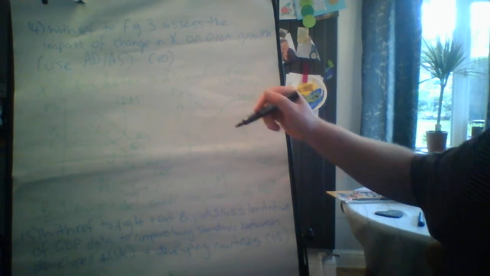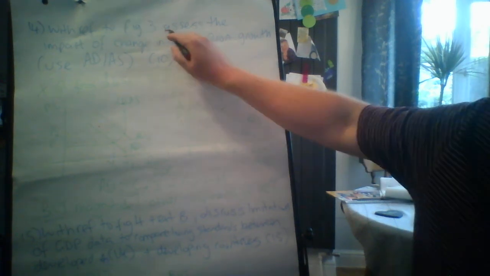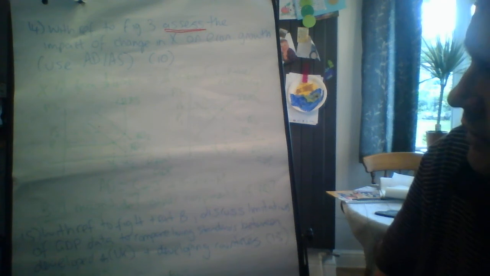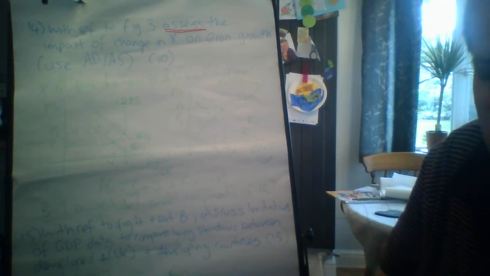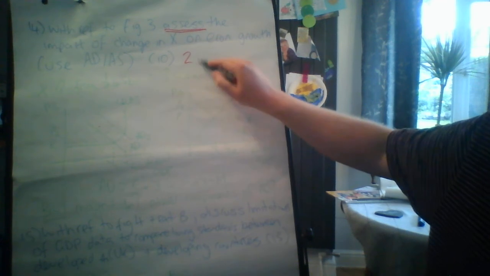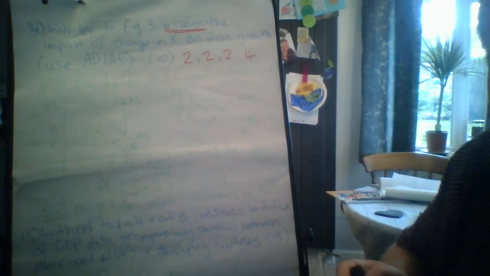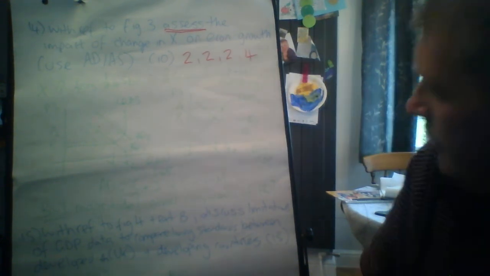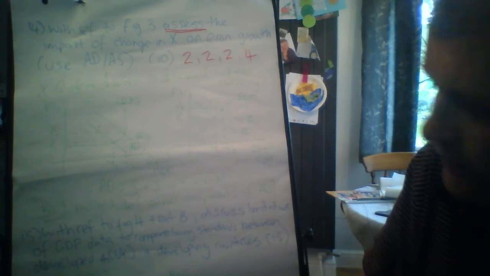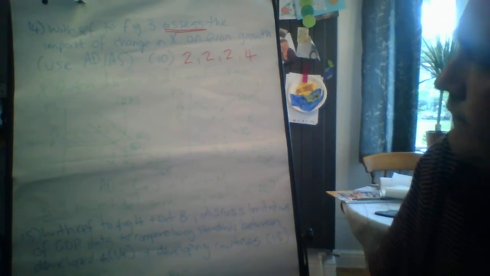But again, a really, really good start here is to think about that word there, assess. Now, as soon as I see the word assess, it's developed beyond things like explain or analyse. That is now wanting me to evaluate. So on a 10 marker, I need to be thinking this: 2, 2, 2, 4. 2 marks for knowledge, 2 for application, 2 for analysis, and 4 for evaluation.